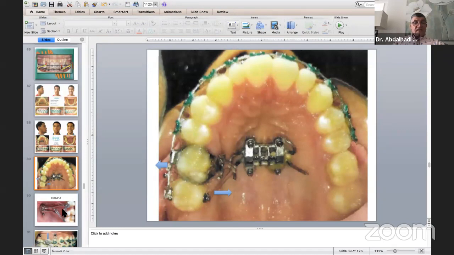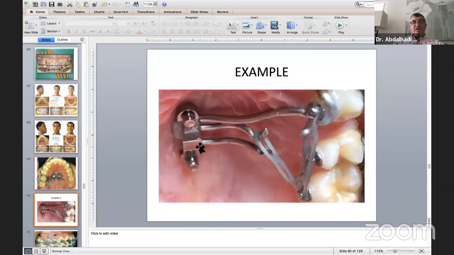And this is another technique here. If you have a Marpe, don't throw it. You can use half of it to intrude some case and some teeth. So this is not a case of this patient. It's a case from another patient where I have to intrude the molar.